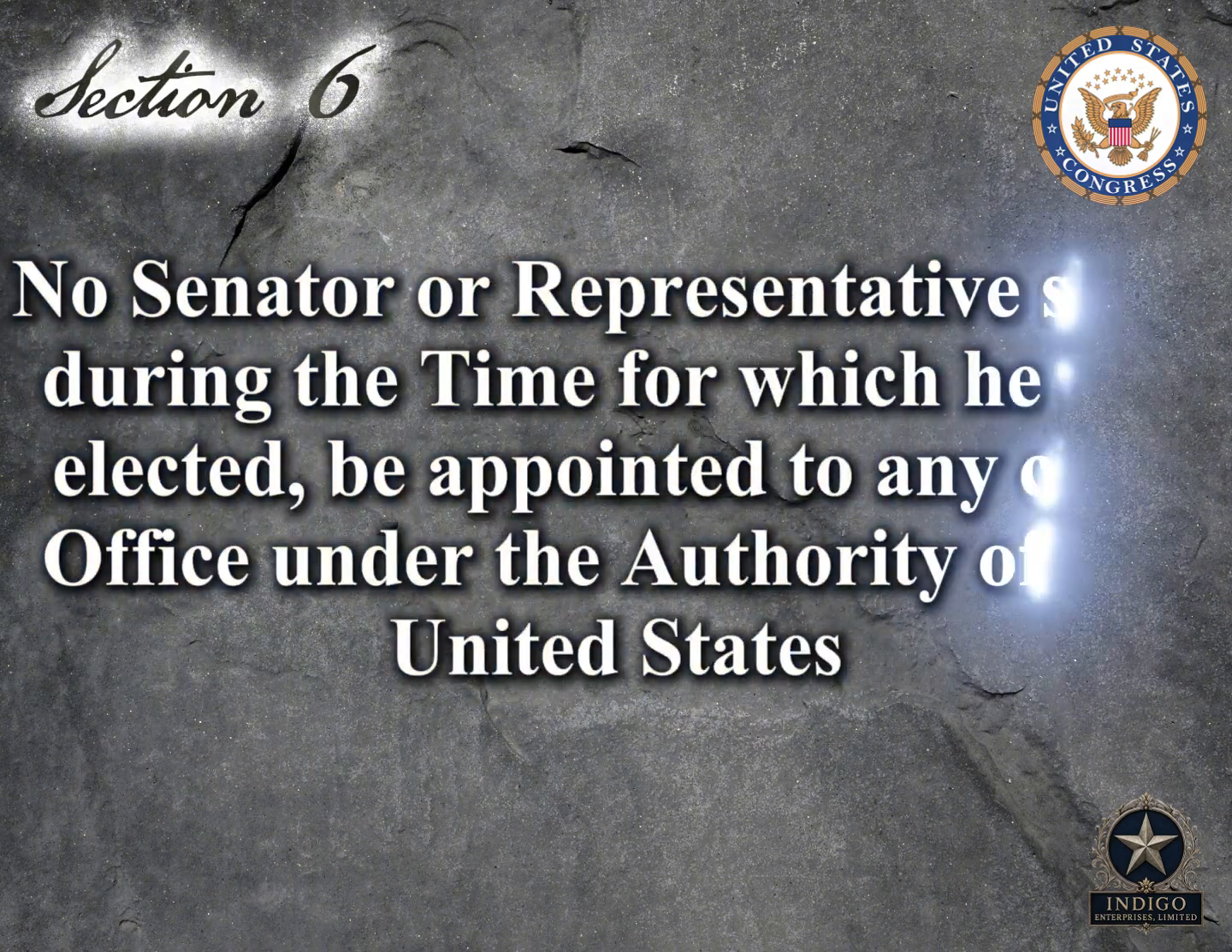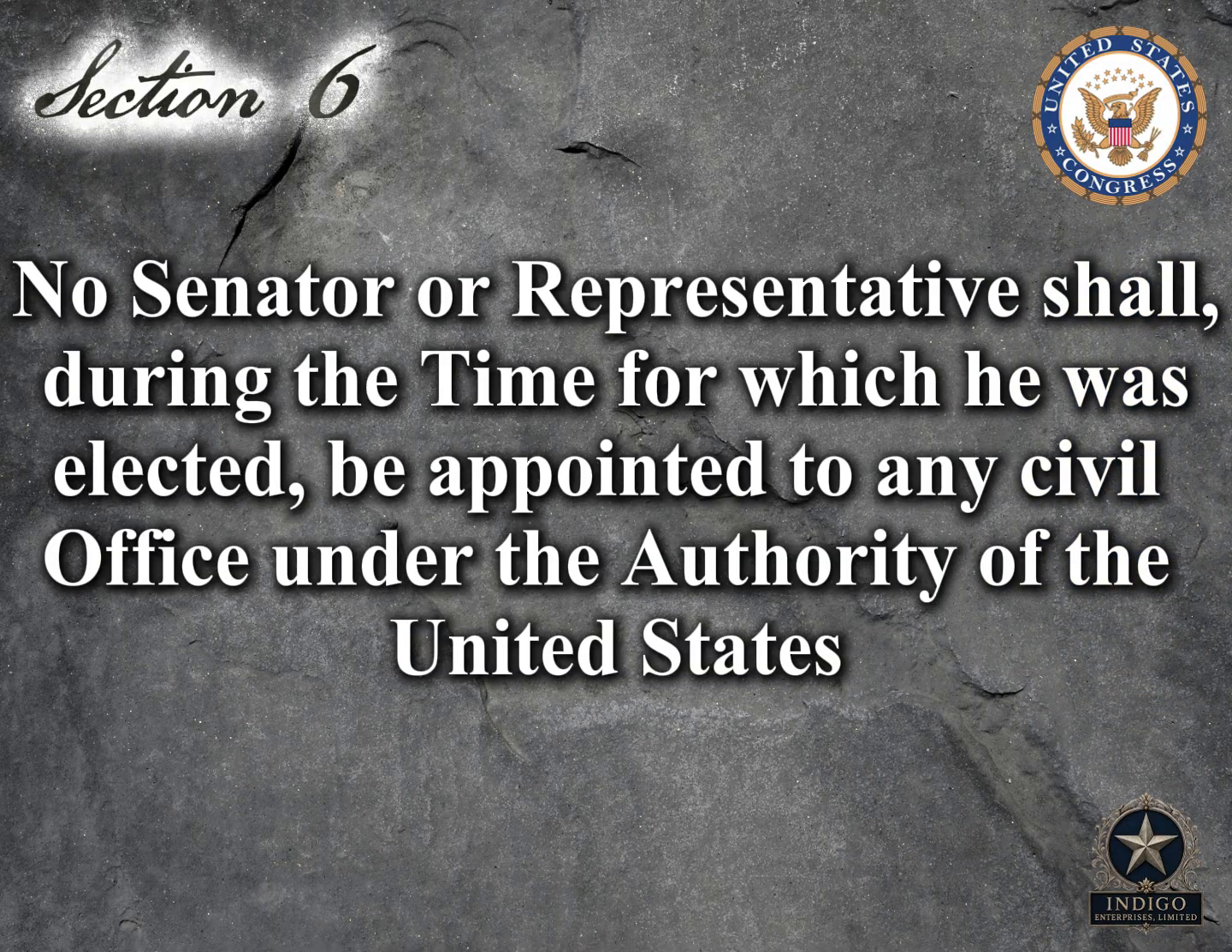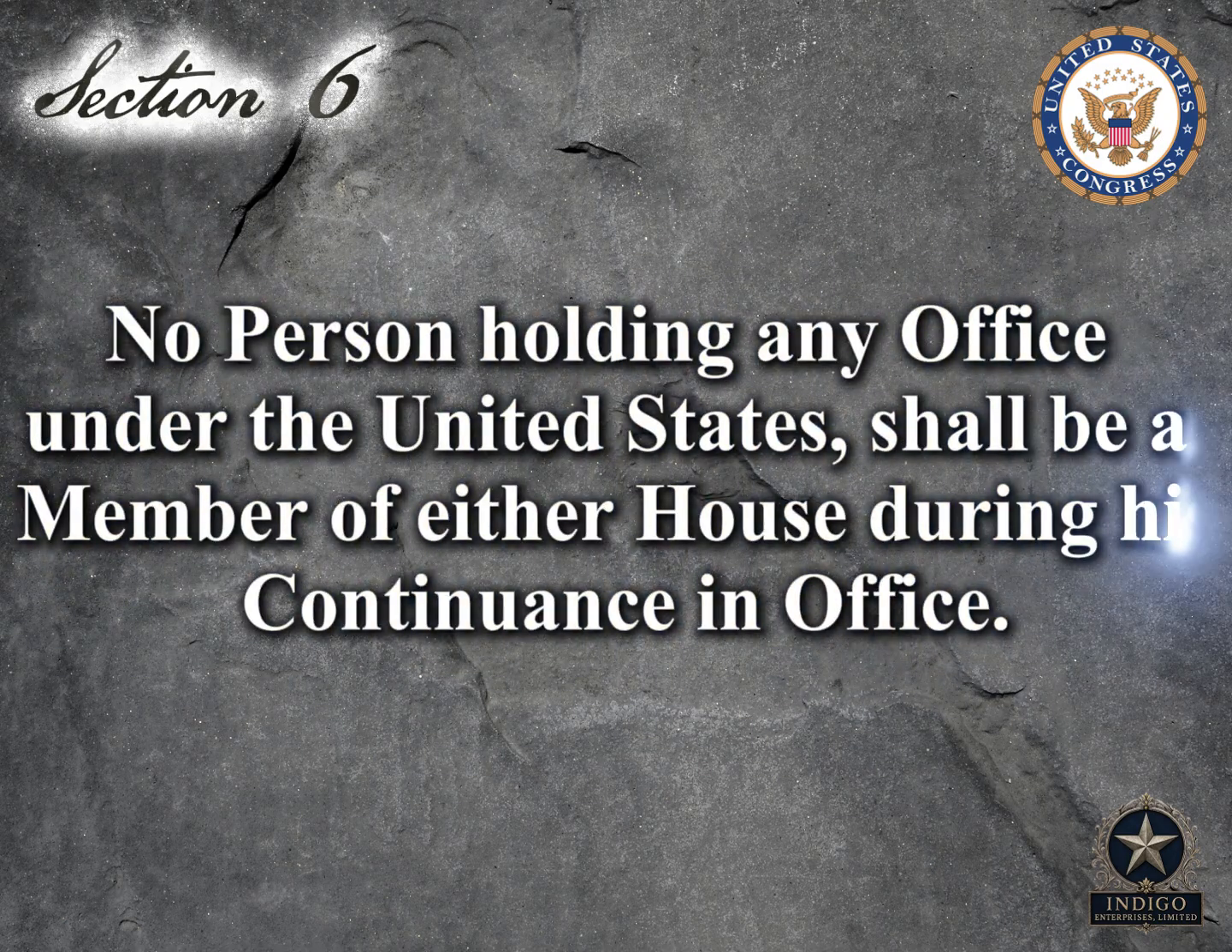No senator or representative shall, during the time for which they were elected, be appointed to any civil office under the authority of the United States, which shall have been created, or the emoluments whereof shall have been increased during such time. And no person holding any office under the United States shall be a member of either house during its continuance in office.